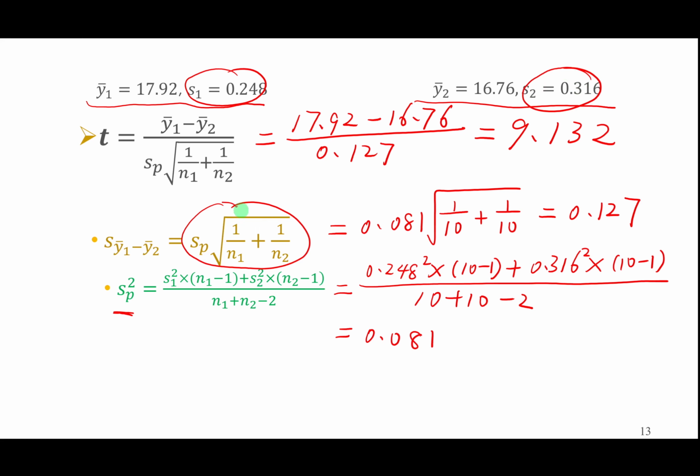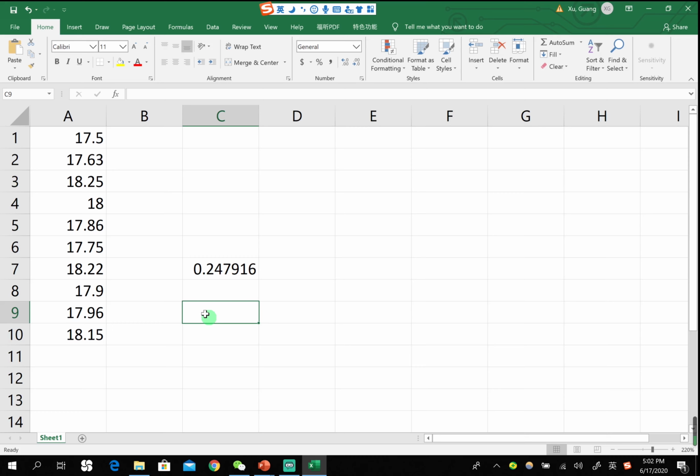In this case, we use this equation to estimate the standard deviation. Now with this t-value, we can find the p-value using Excel as well. The p-value can be calculated using the function equals T.DIST. The first parameter is the calculated t-value.